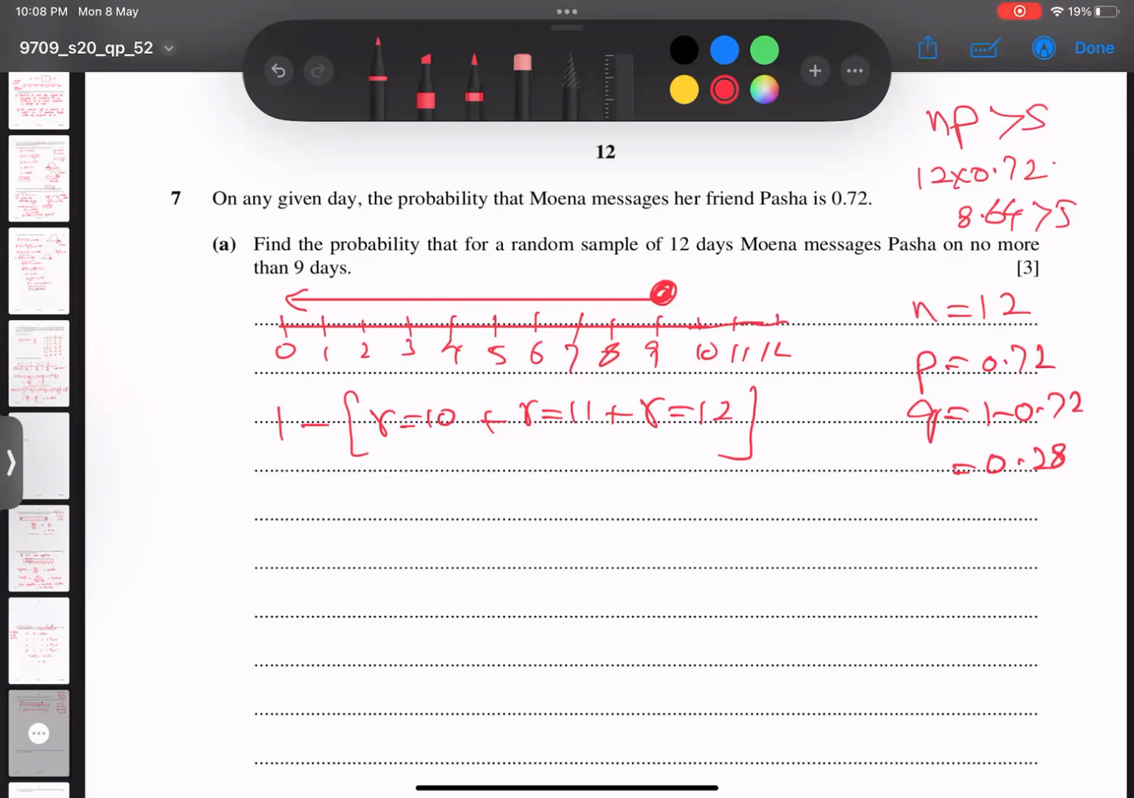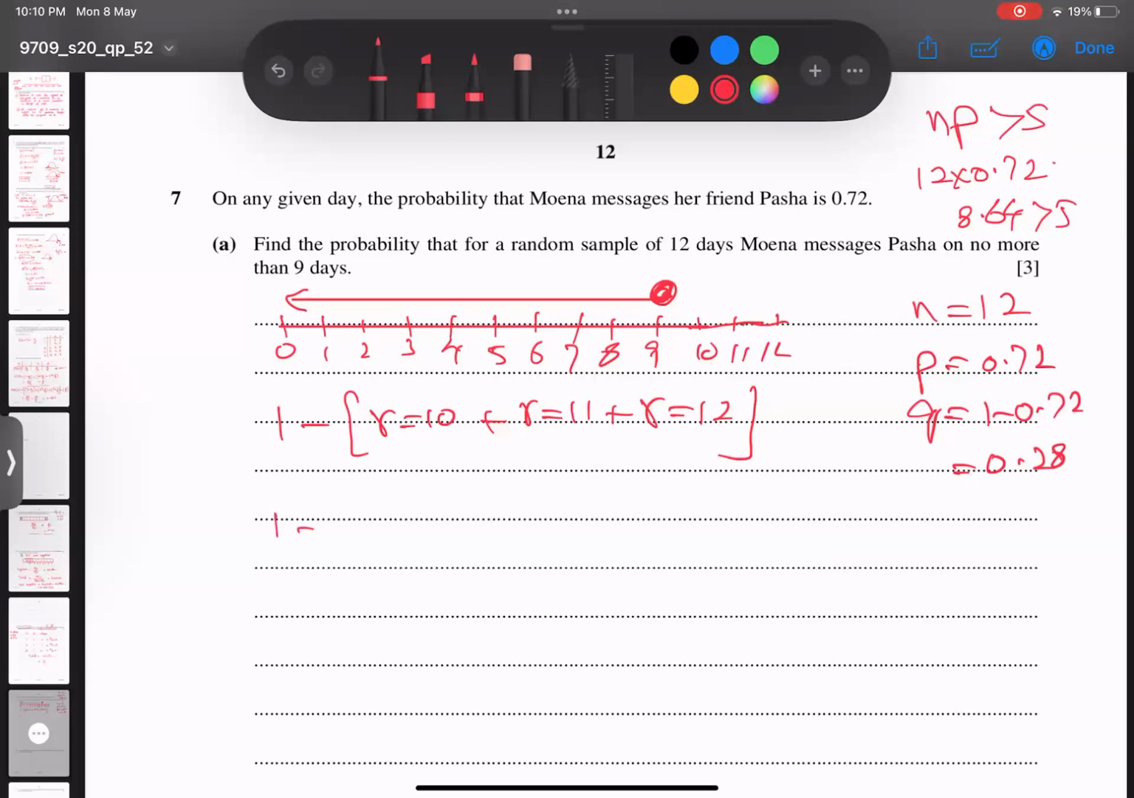And X is 10, or I can do it another way. No more than 9 days. Yes, I have two options, students. We have a binomial normal distribution. We can convert, because the data mentioned here, or I can even go for geometrical probability. So have a look now at what I can do here.